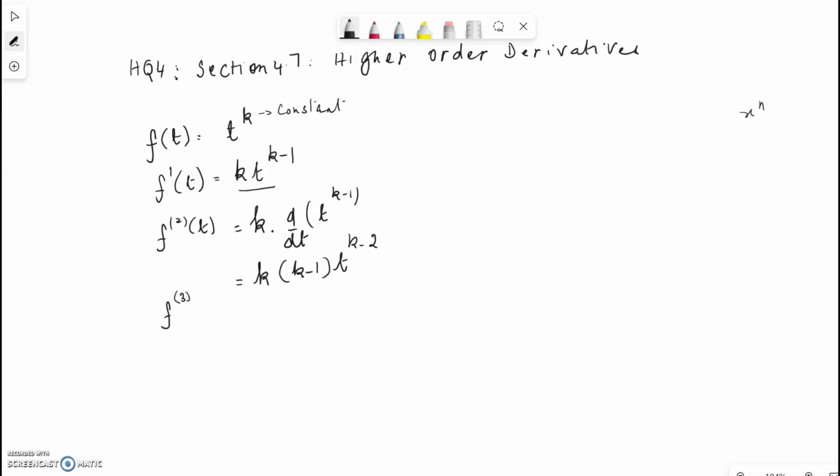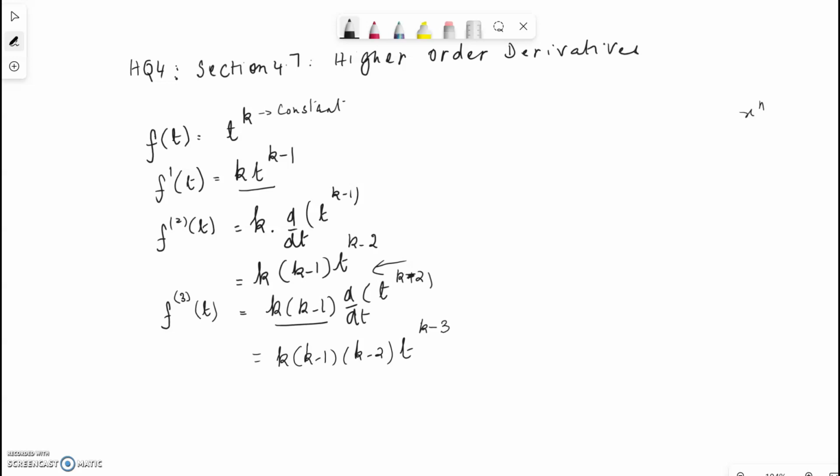The third derivative we obtain by finding the derivative of the second derivative. So we differentiate this expression. Since that part is a function of t, the rest are constants, we leave them alone. T to the k minus 2. So that is k times k minus 1 times k minus 2 t to the k minus 2 minus 1, so that is k minus 3.